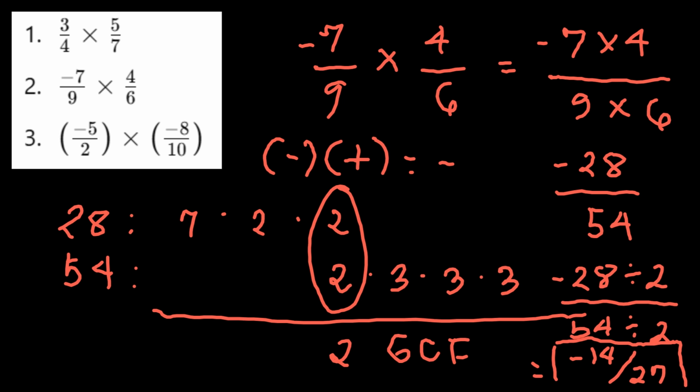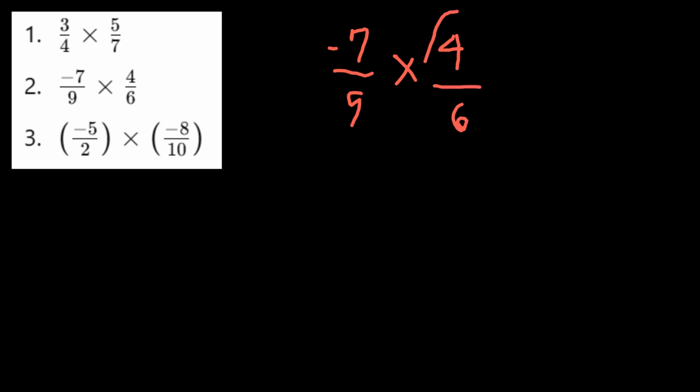Easy, right? But I want to teach you another way to get our answer, which is negative 14 over 27. Let's erase this one. You can use this other strategy if you spot that the second fraction can be reduced. So we have negative 7/9 times 4/6. You can actually reduce this.